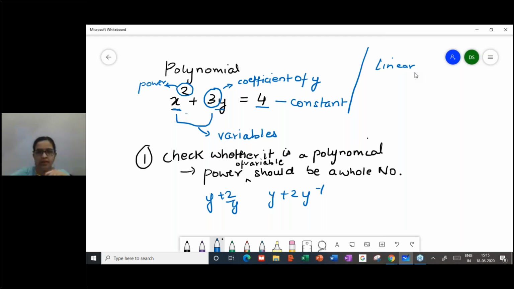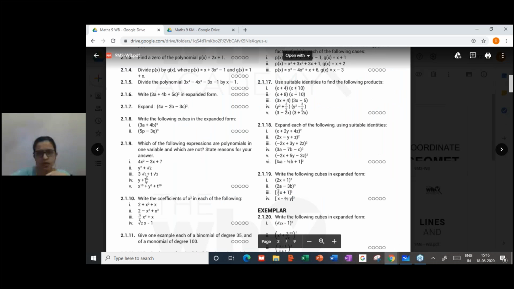Okay. So we'll take that up next anyway. So now tell me, is anybody still confused about the fourth one? If it's y plus 2 by y, right? So in the 2 by y, the power of y will be -1. That's why it's not a polynomial.